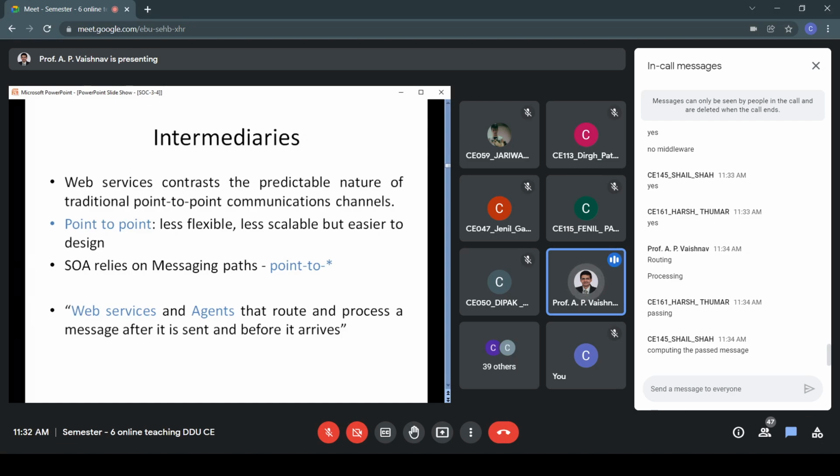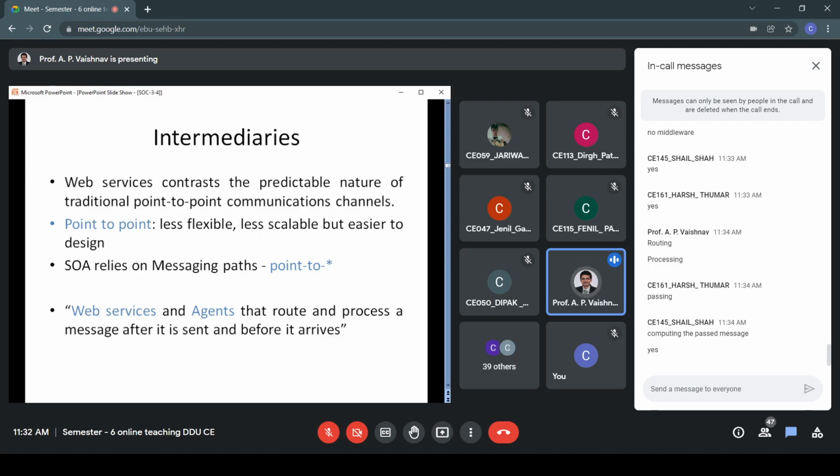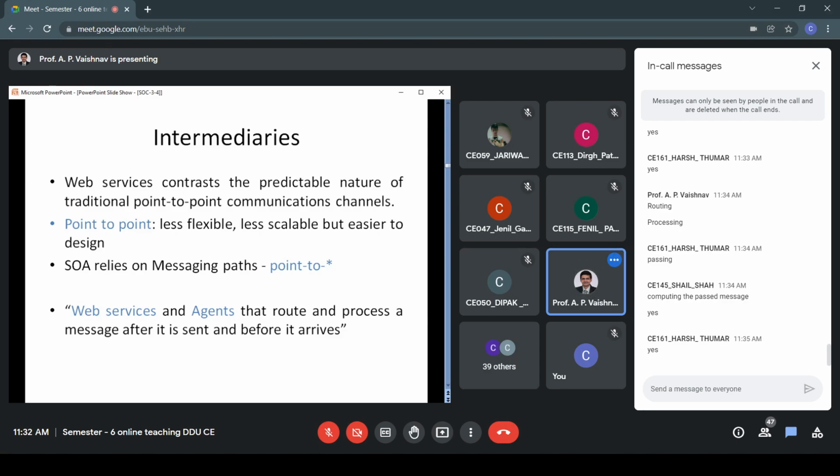Yes, you do some processing with that message, or you do some operations with that message. You might also modify the message, isn't it? Yes or no? You might also modify the message and then you forward. That is known as processing the message, right? So based on this, intermediary services are of two types.